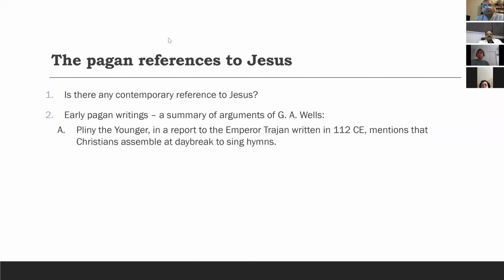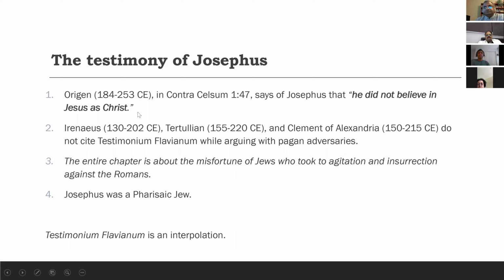In other words, all of these are pointers that Testimonium Flavianum, which is the writing attributed to Josephus, is an interpolation. It was interpolated after the time of Origen, because right on top, Origen says Josephus did not accept Jesus as Christ, whereas the version from Josephus we have got calls Jesus Christ. So this was an interpolation made sometime in the 3rd century after the time of Origen.